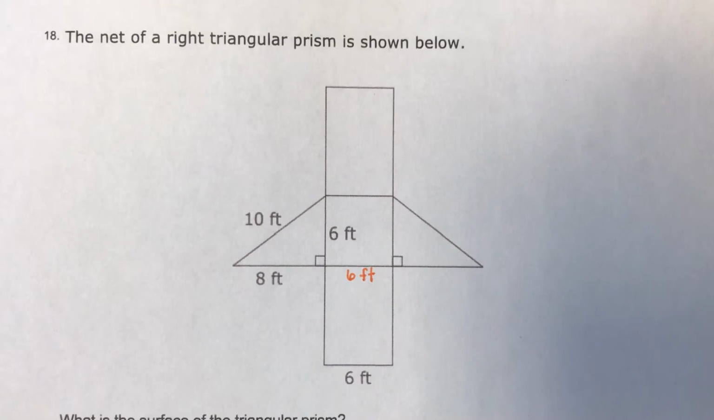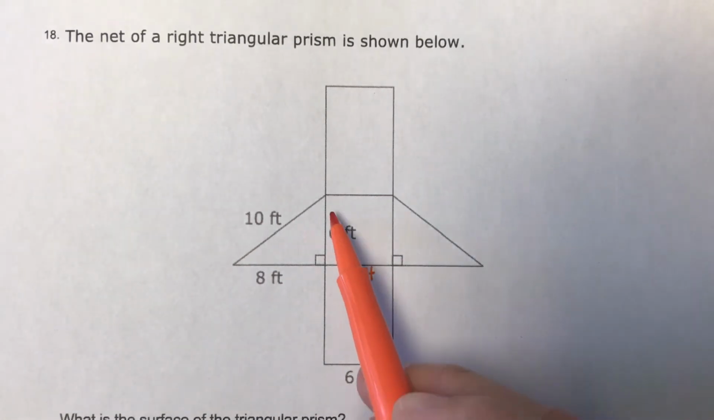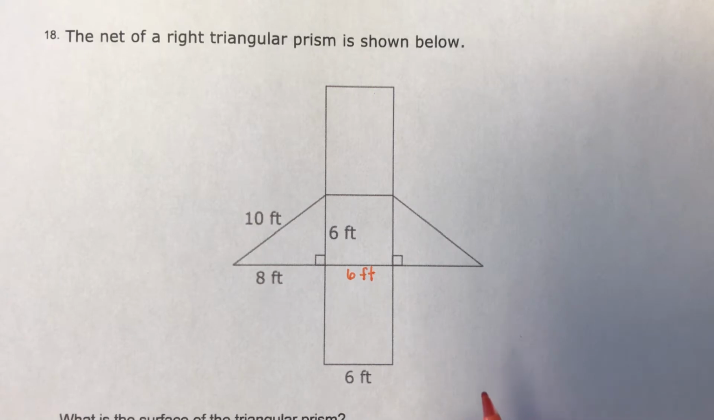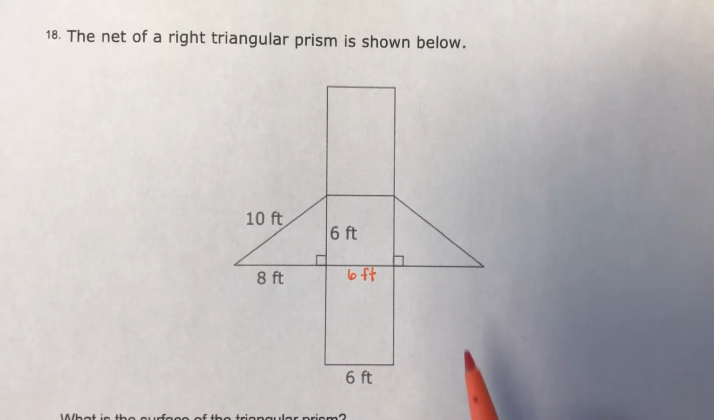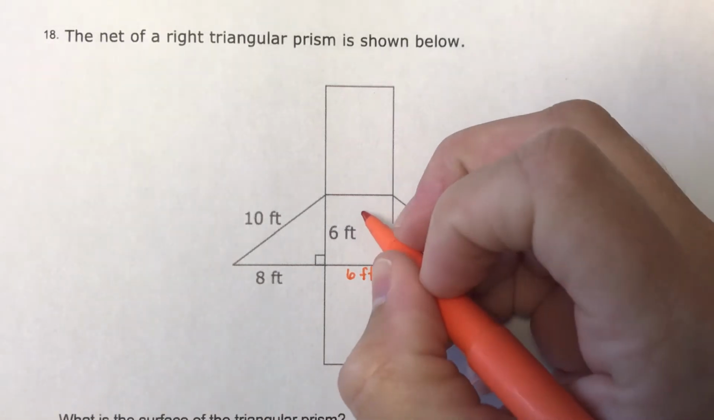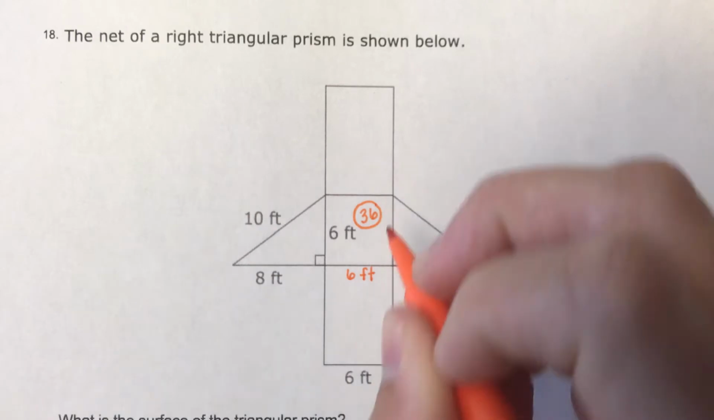Okay? And surface area is all about finding the area of every single side and then adding them all up. So I'm going to start with what I just found, which would be this square right here. And I know the formula for area of a square is length times width, or side squared, however you want to word it. So if I do this side times this side, I know that has to be 36.